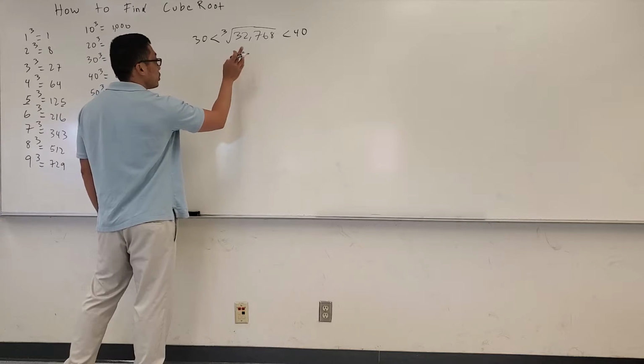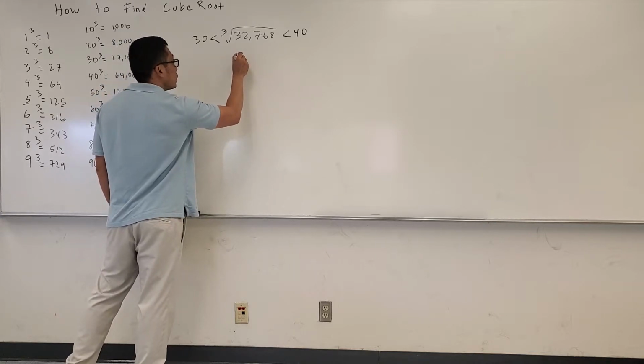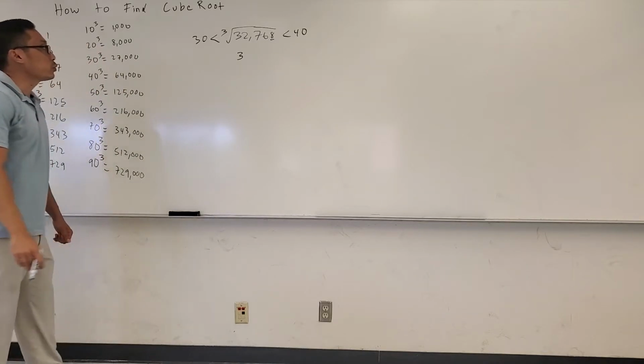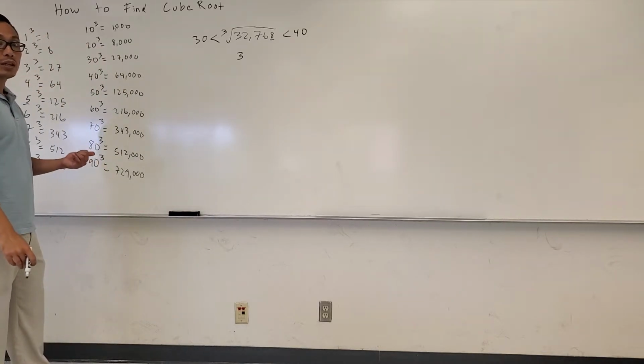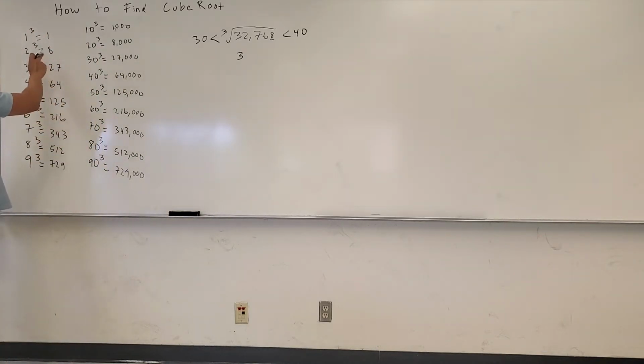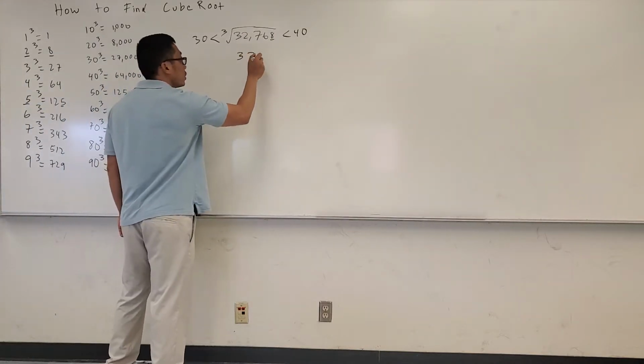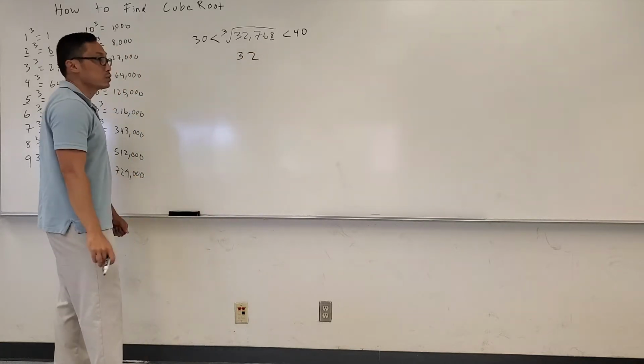Now I know the first digit has to be a 3. Now I gotta look at the last digit, it's 8. So now I gotta think, what number did I cube to get 8? You notice, when I cube a number to get 8, it's 2, right? So 32. That's it.